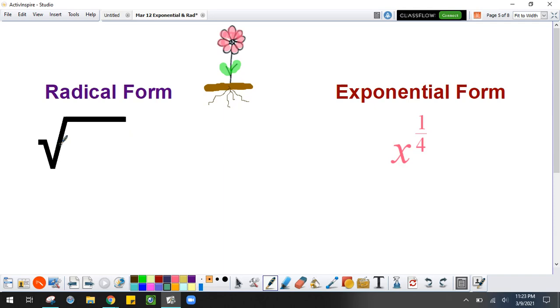We're going to change it back to radical form. X is my base. Flower power is 1. Root is 4.